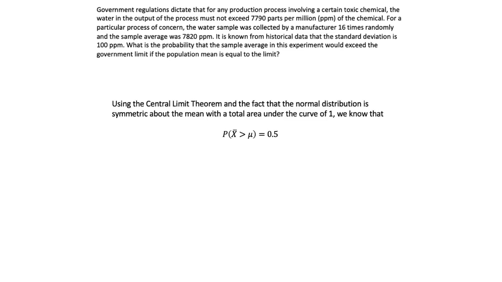Because everything is so large, we can use the central limit theorem. The normal distribution is symmetric about the mean with a total area under the curve of 1. Because of that, we know that the probability of the upper half of the distribution is 0.5.